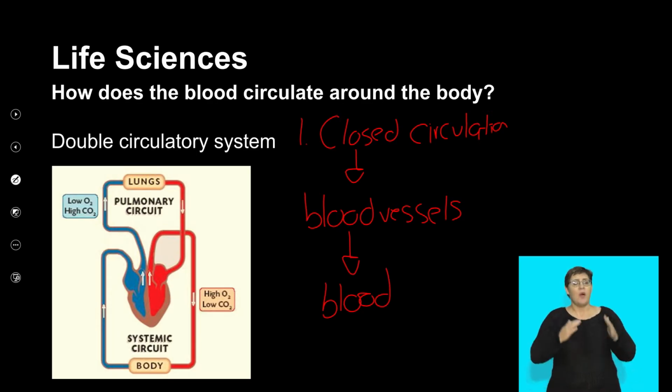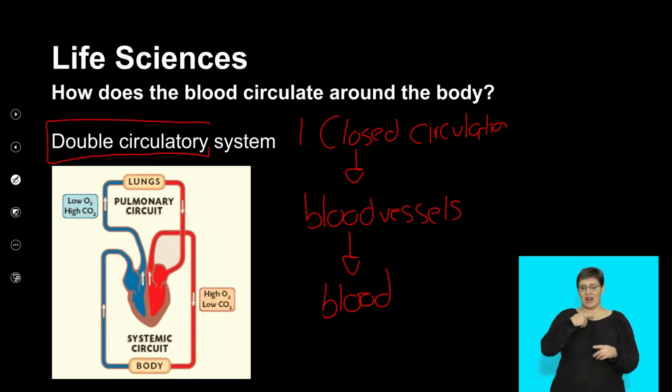But our body has what we call a double circulatory system. And what we mean by that is quite simply, the blood must come back to the heart twice. That's what double is. The blood must come back to the heart twice. How do I mean by that? Let's look at this function.